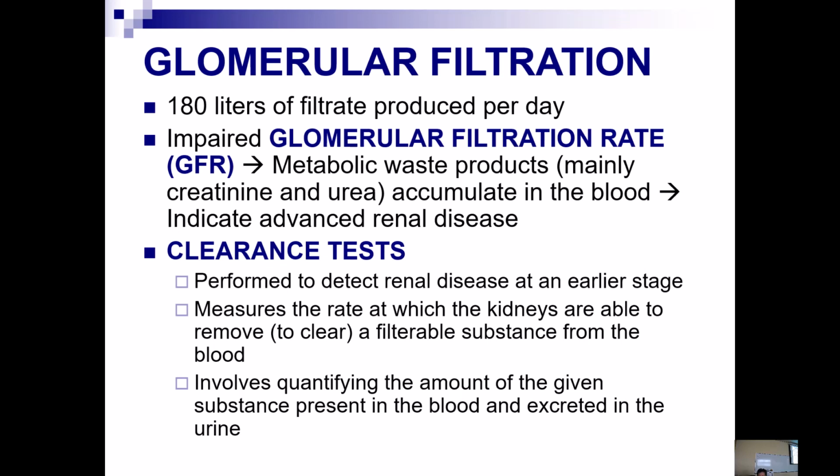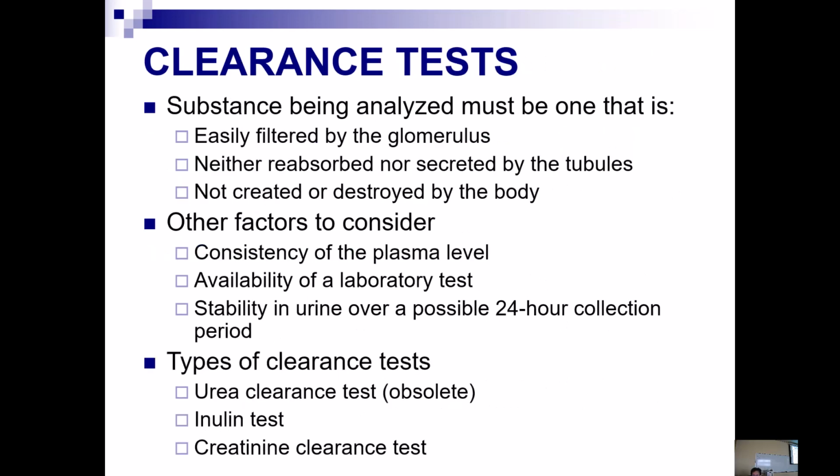We perform these to detect renal disease at an earlier stage, and it can measure the rate at which the kidneys are able to remove or clear a filterable substance. So when we do clearance tests, there's a few things we need. We need a substance that must be easily filtered by the glomerulus. If it's not filtered by the glomerulus, it's not going to tell us what the glomerular filtration rate is. We don't want it reabsorbed nor secreted by the tubules, and we don't want it created or destroyed by the body, because if it's being created by the body, the serum to clearance ratio is going to be kind of messed up.